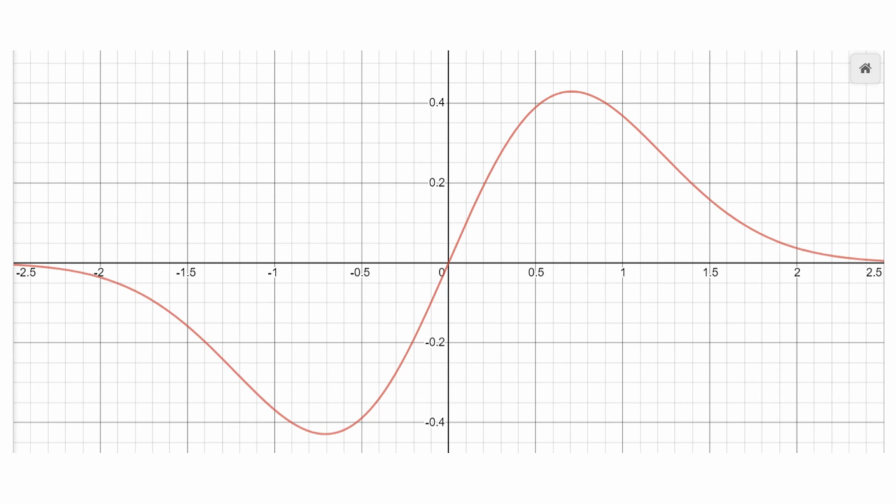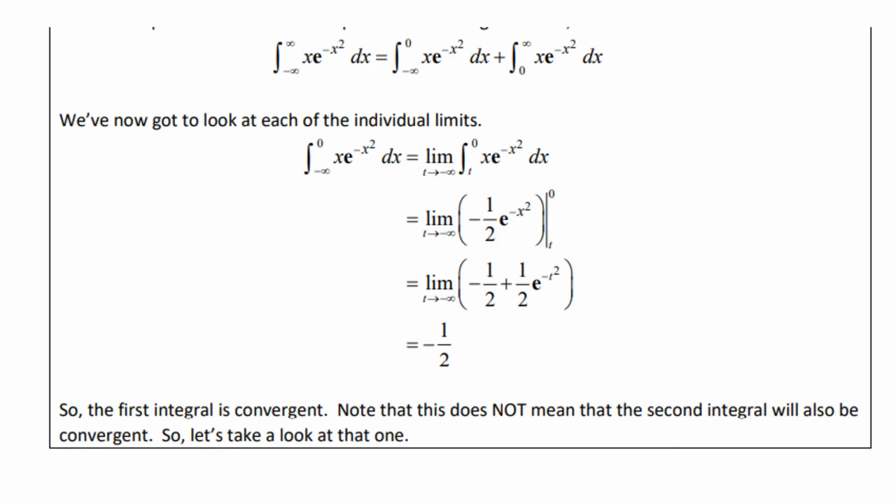Again, the picture gives us some incentive to look at it. We see parts of it are negative and parts of it are positive, and we're motivated to think about breaking at 0 to see what happens. And that's where we will break it. So we have this infinite integral is equal to the integral from minus infinity to 0 plus the integral from 0 to infinity, and we look at each one of these.